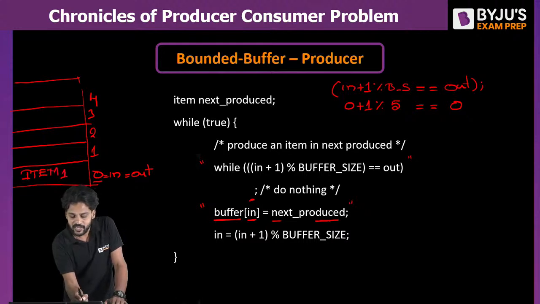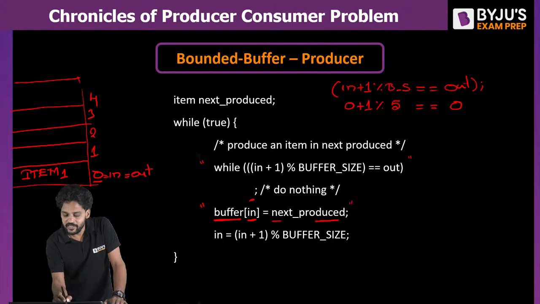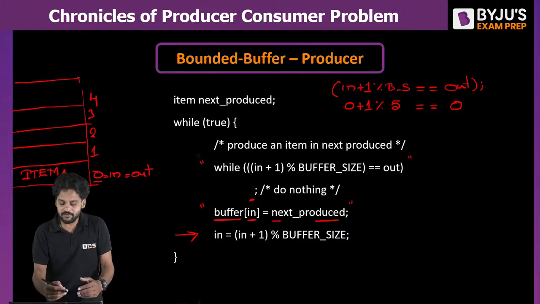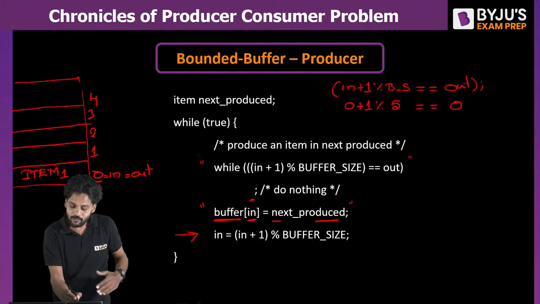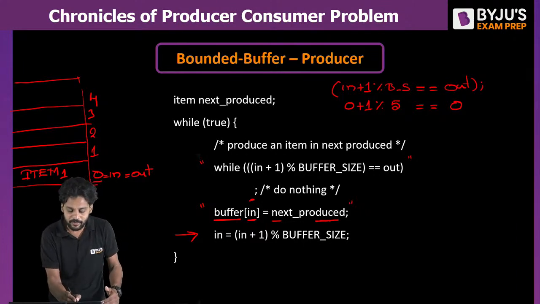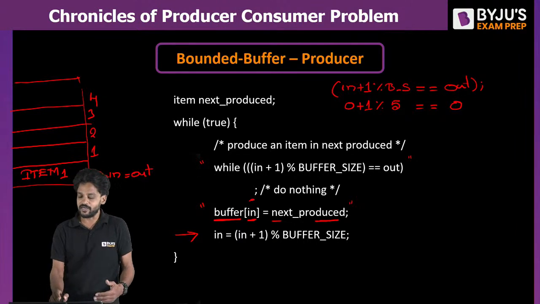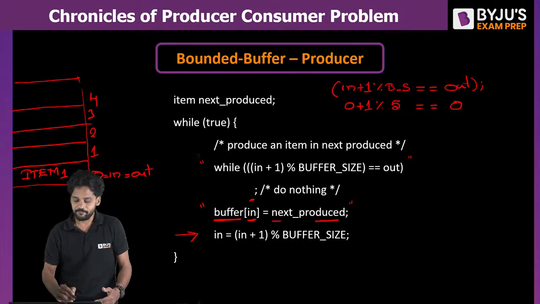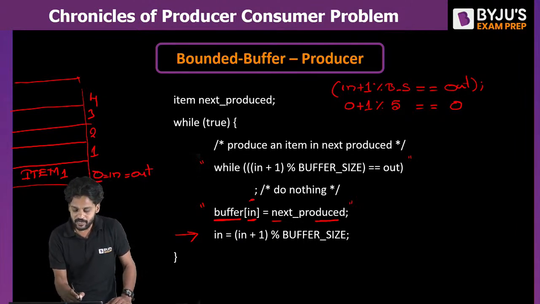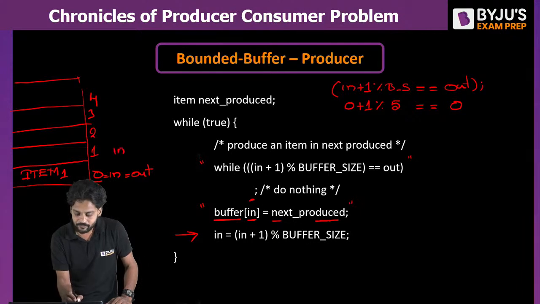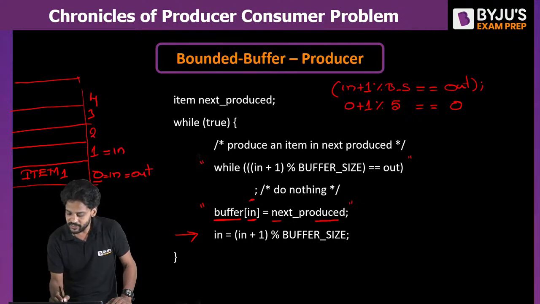Right after item 1 has been added to the buffer, in is incremented. In is equal to (in + 1) mod buffer size. In plus 1 mod buffer size will have the in updated in a circular array. So the moment it goes to 4, if it gets updated one more time, it will come back to 0. Right? I hope that you know about this constraint. So next, what will happen? In will become 1 because right after the production happens, in will become 1.